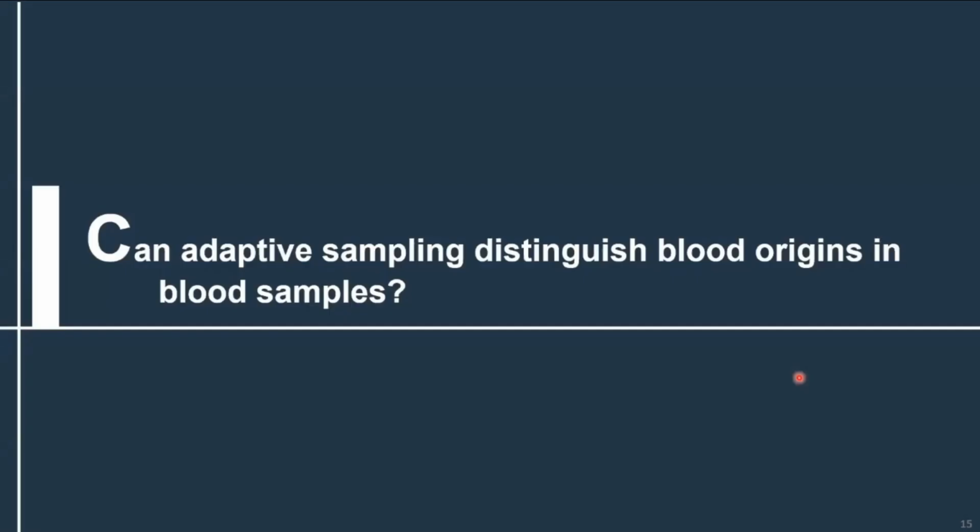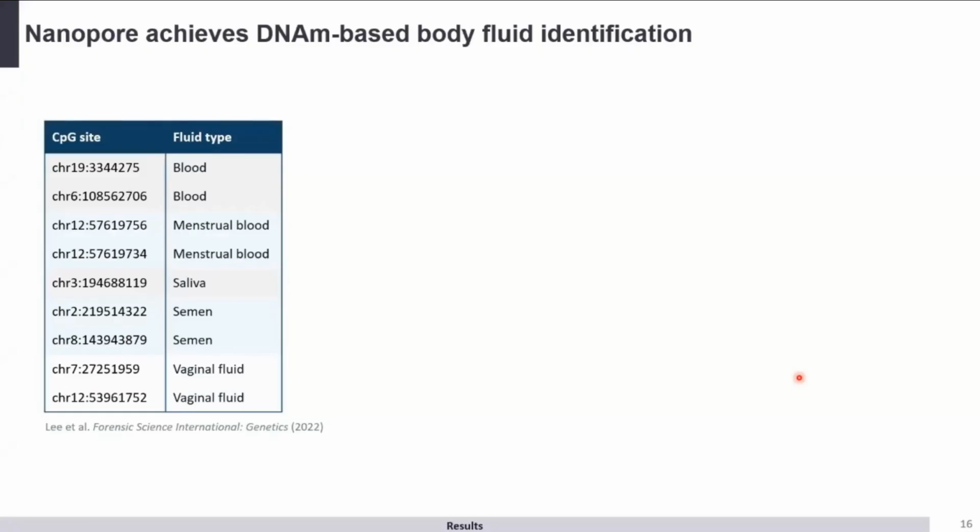Moving forward, we aim to assess whether adaptive sampling can accurately determine the origins of blood in samples. Although we have access to only one type of tissue sample, which is blood, it serves as an excellent starting point. This will allow us to profile methylation at specific markers for body fluids and see the differences. Here, we use a recently developed panel by Lee, where they use 9 CpG markers to distinguish between semen, blood, vaginal fluid, saliva, and menstrual blood.